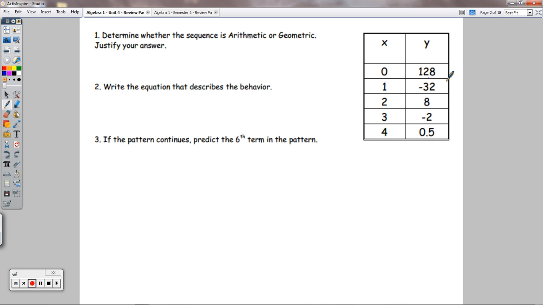And so if I check that out, I've got negative 32. If I put this into a calculator, divide by 128, it gets me negative 1/4 or negative 0.25. And then if I do the same thing with the third divided by the second number that shows up there, so 8 divided by negative 32, I get the same value. That means you have a common ratio, and that means it is geometric. So I could say that this is my ratio or my R value.